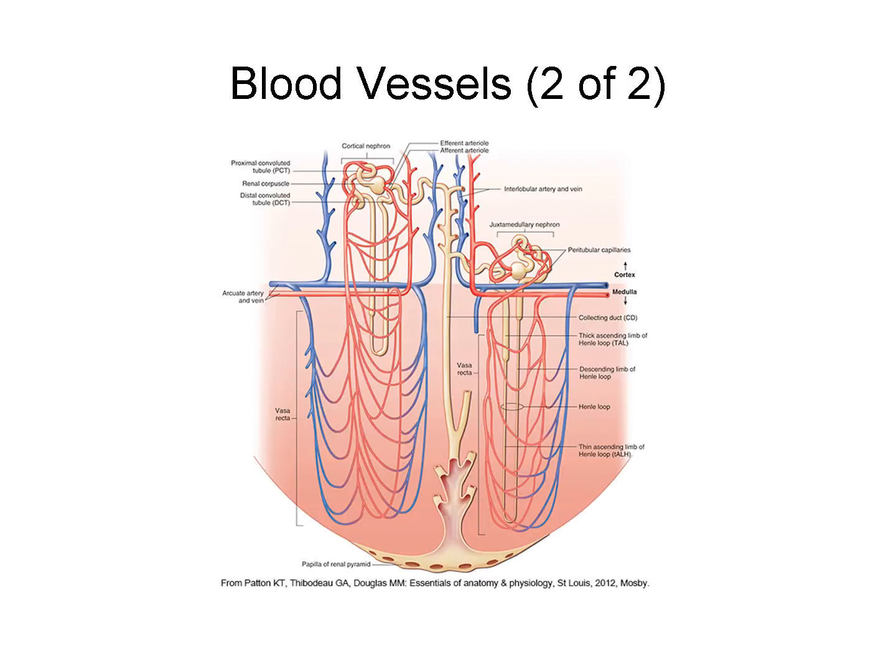This anatomical illustration from Patton and Thibodeau shows the layout of renal vasculature. It demonstrates how each nephron is closely paired with a capillary network that helps regulate filtration and nutrient exchange. These vessels also maintain osmotic gradients necessary for concentrating urine. Any disruption in this vascular supply can significantly impair kidney function.